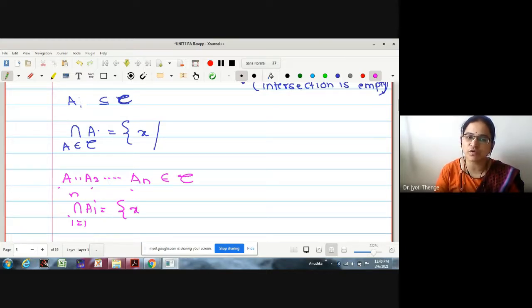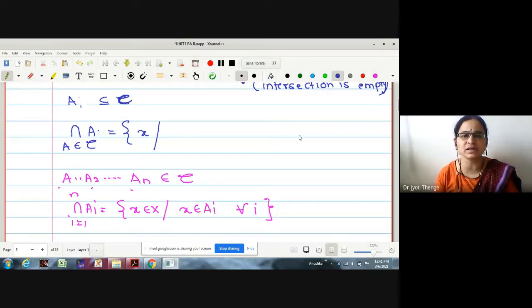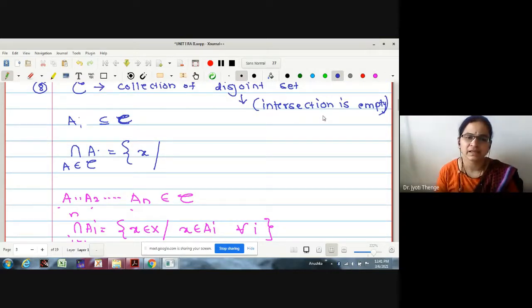This is the collection of all X in the universal set X, one can say, such that X is in Ai for all i, right? Yes, ma'am. X is in Ai for all i. This is a finite intersection. Now I am just going to write it for the arbitrary intersection. Arbitrary intersection means what? This intersection is of an infinite number of sets, right? The word arbitrary means that.